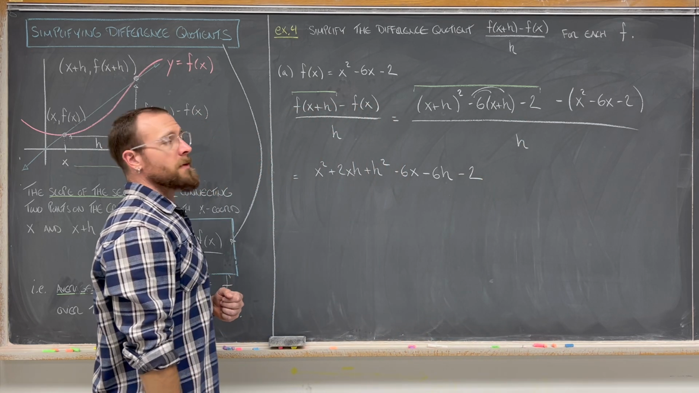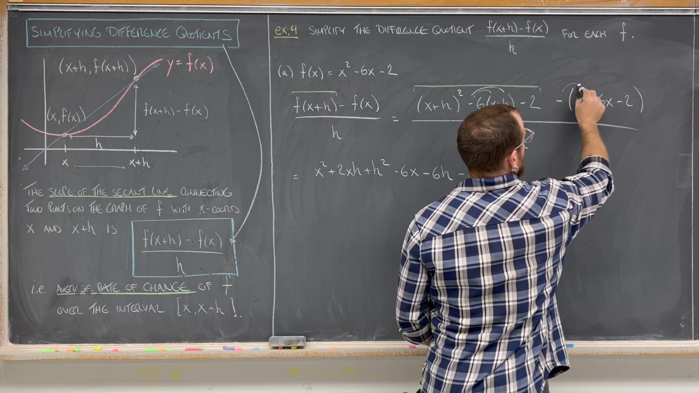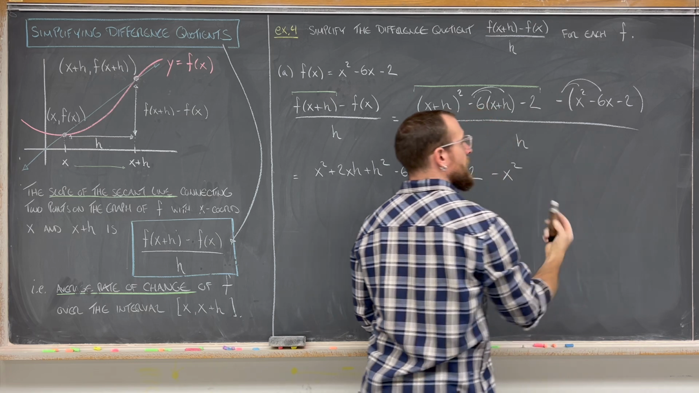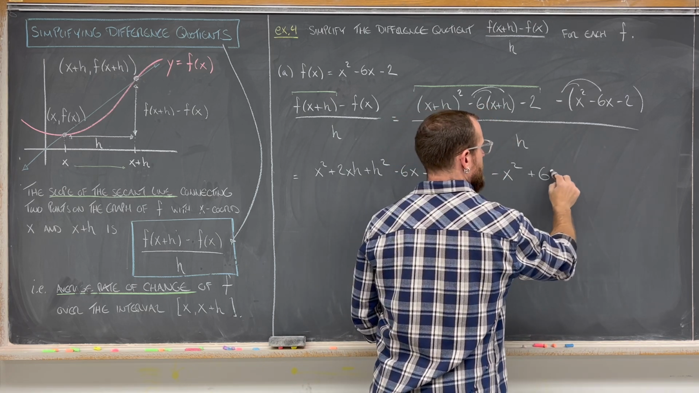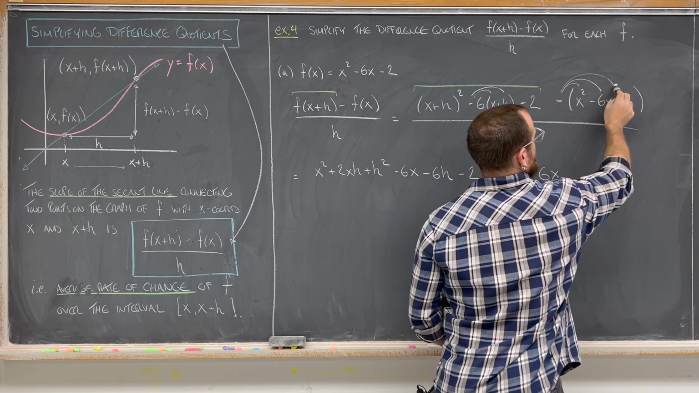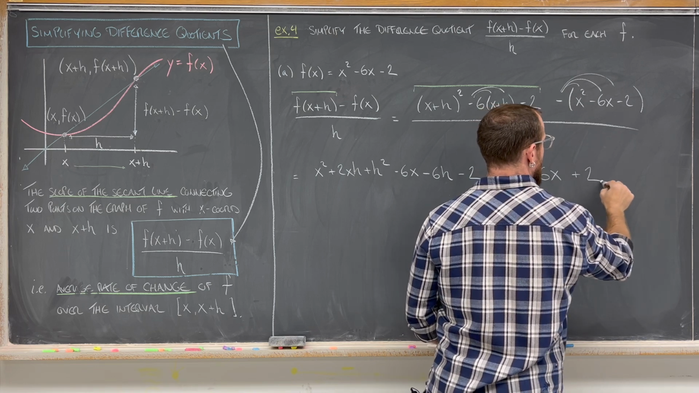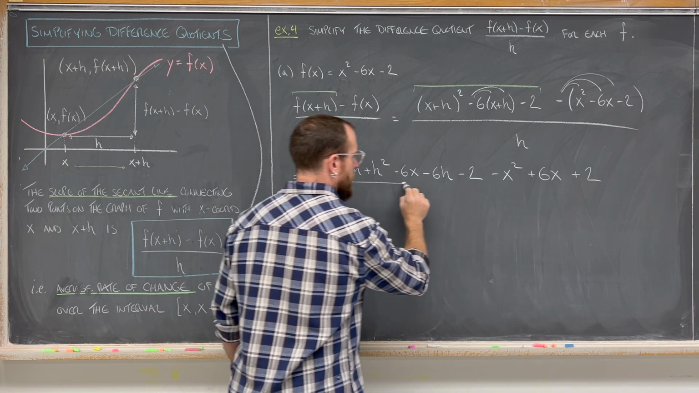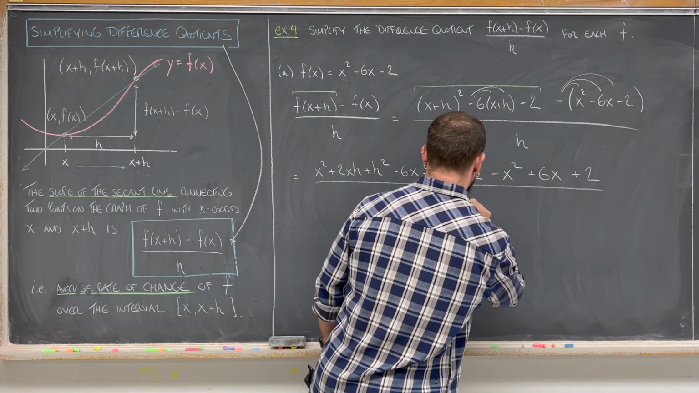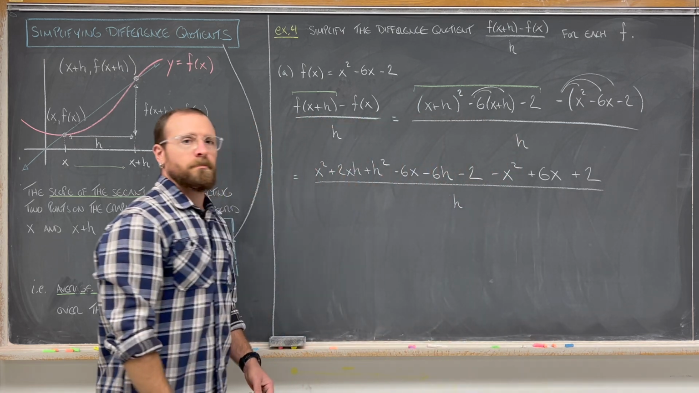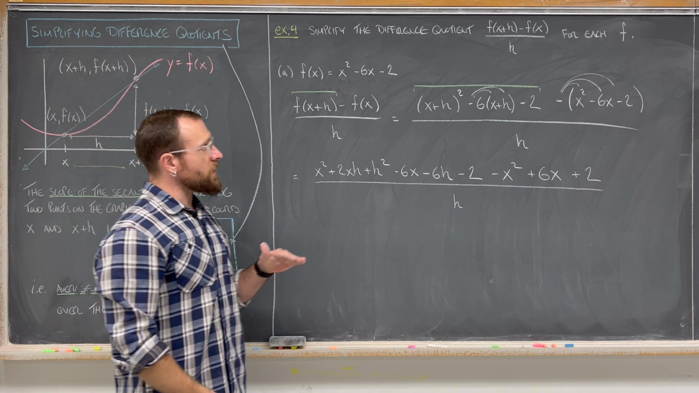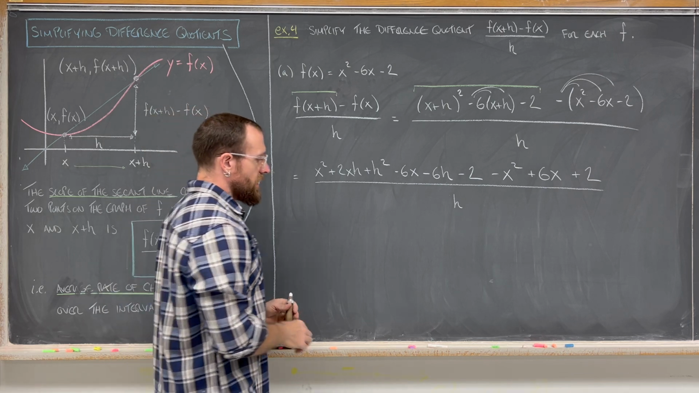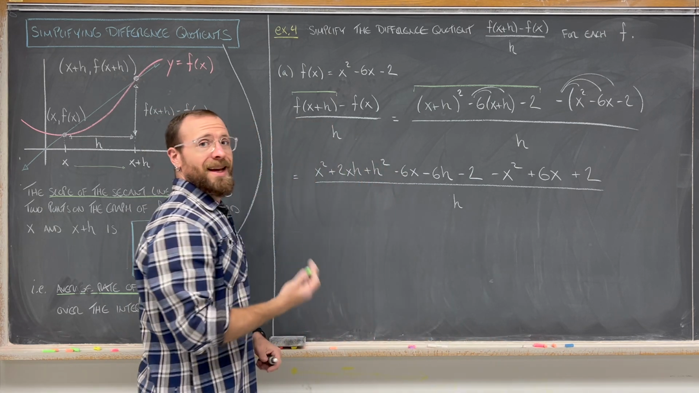Okay? Then I need to subtract the x squared, subtract the negative 6x, which is to say add 6x, and subtract the negative 2, which is to say add 2. That's my numerator. And the denominator, of course, is just h. Now, do stay calm, because while this is getting pretty ugly, it's going to get very pretty in the end. Notice already that there are some cancellations.